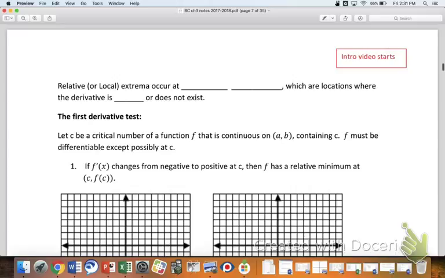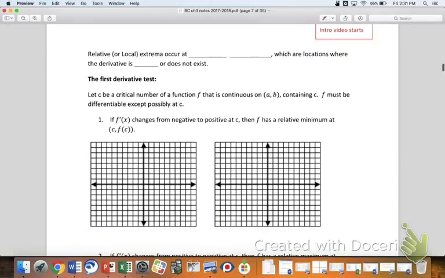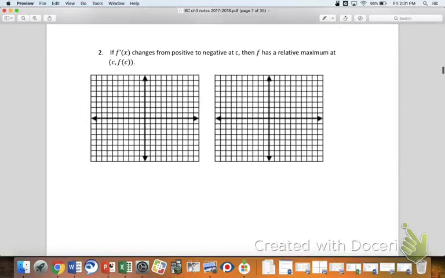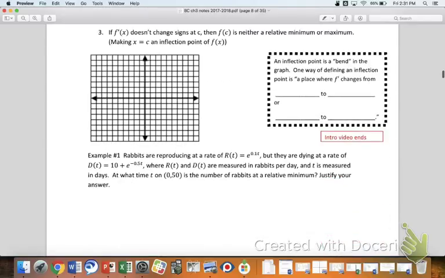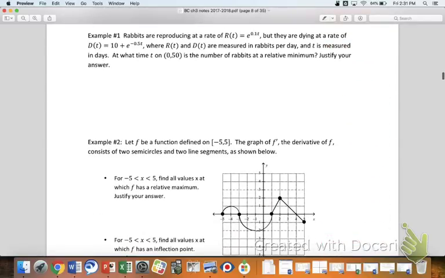So this is the next part of the little video here. And this is talking about local extrema. I'm going to just kind of cruise through this a little bit. It's talking about the first derivative test and how all that works. And we're going to get to a few examples here.